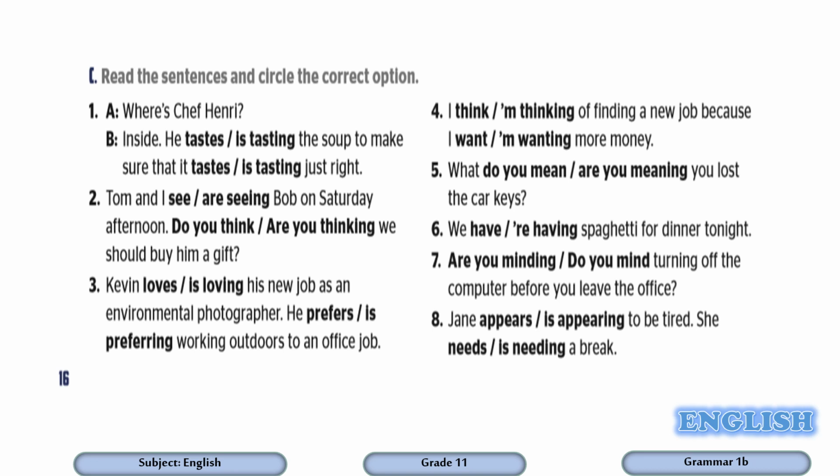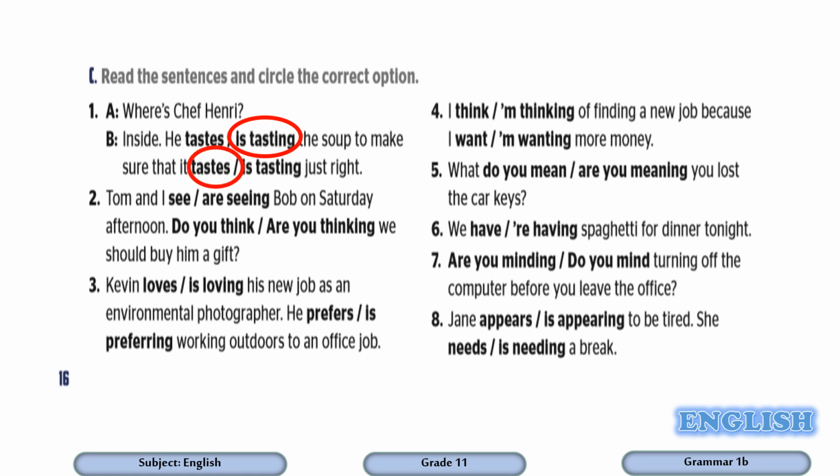Okay, now let's consolidate our understanding through this activity, activity number C, page 16. Read the sentences and circle the correct option. Where is Chef Henry? Inside. He tastes or he's tasting the soup. So in this context, to taste here means to try. So he's doing an action. So the answer is, very good, he's tasting. To make sure that it tastes or is tasting just right. Now, when we talk about the flavor of something, it's a stative verb. Never ever put it in the present progressive. So the answer is the present simple, it tastes.